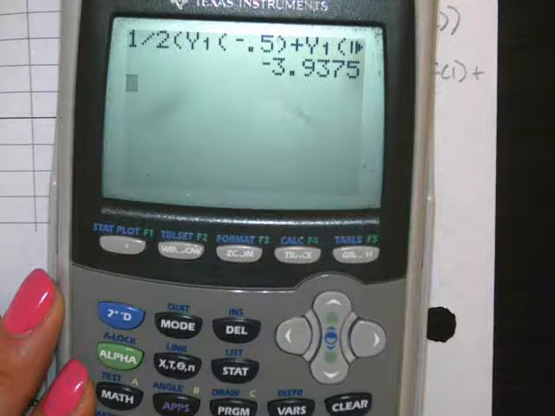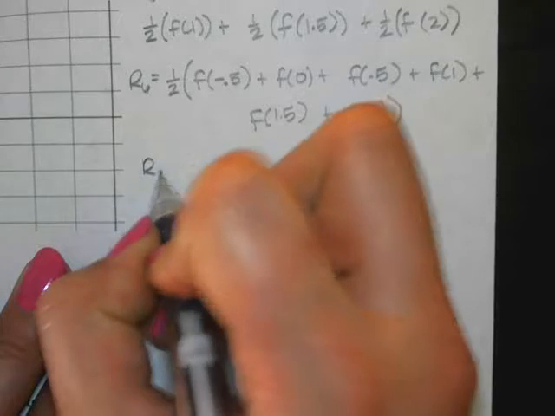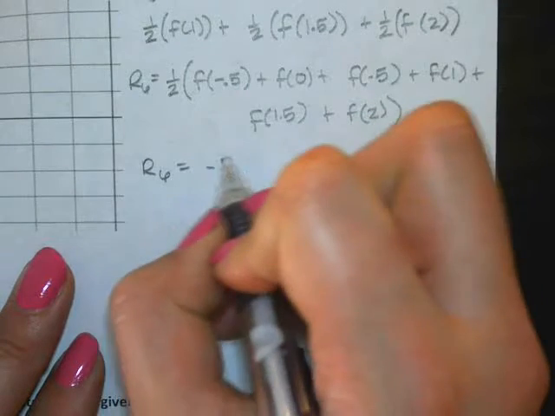Aren't you glad we're using a calculator though? Yes. Whew. Thank goodness. Why is the area negative? It's below the x-axis. Yeah, it's below the x-axis.